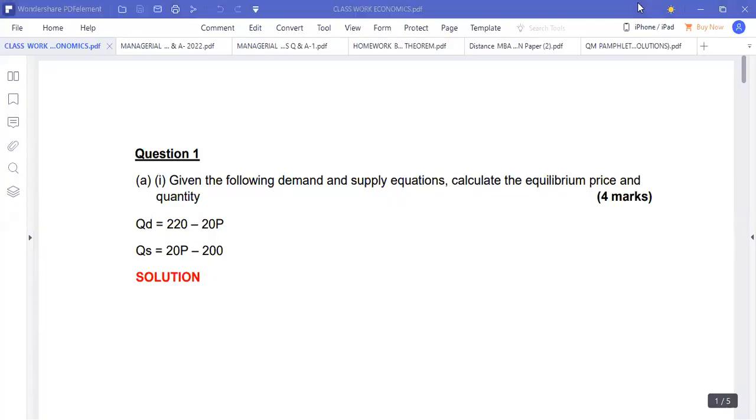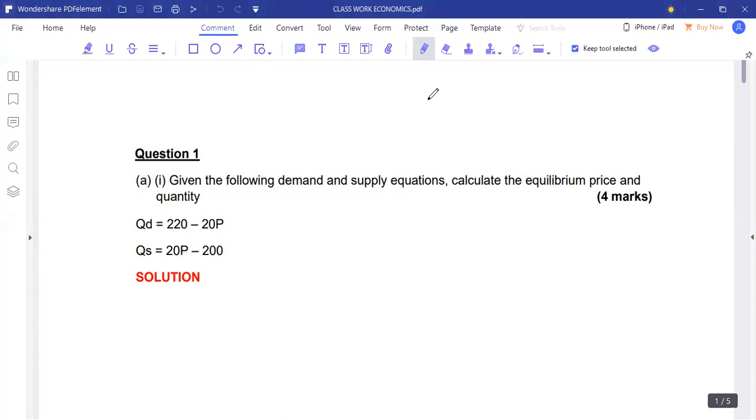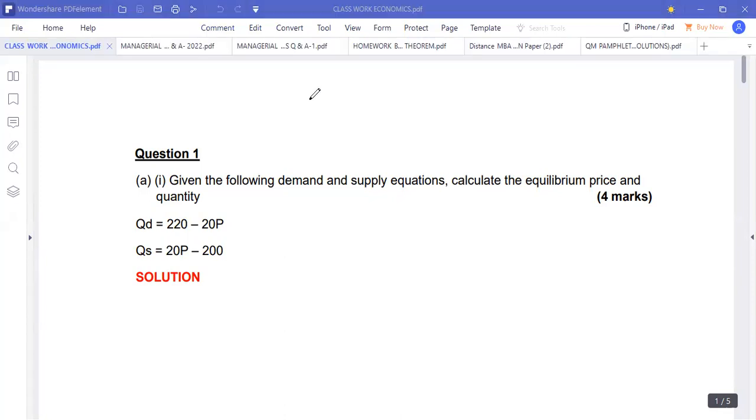Our class will be on understanding demand theory and how to calculate the equilibrium. And so we need to understand a few key concepts under demand theory.